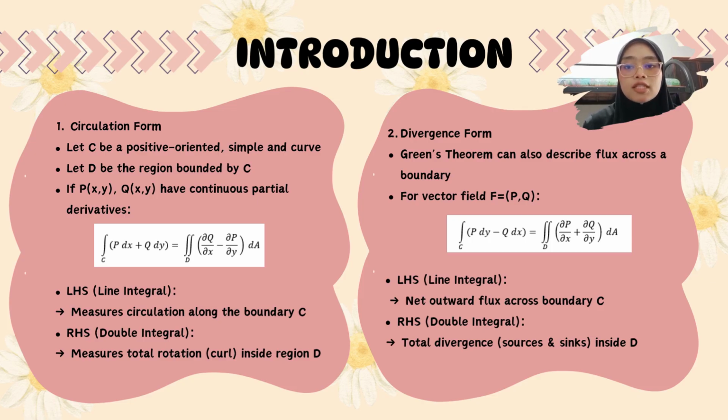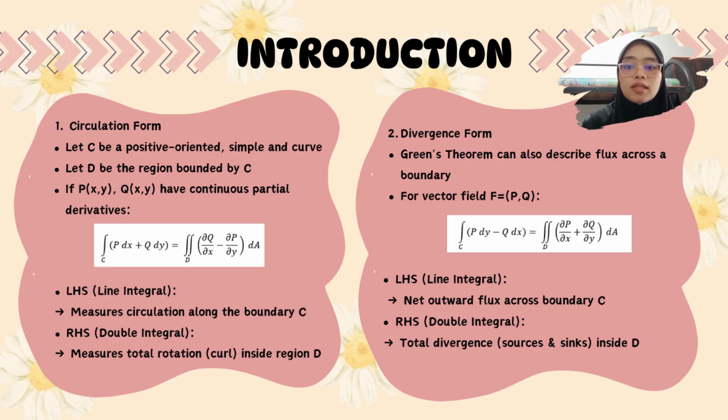The second one is divergence form. Green's theorem can also describe flux across a boundary. For a vector field F equal to (P, Q), the left-hand side is a line integral, which is the net outward flux across boundary C, and the right-hand side is a double integral, which is the total divergence inside D.